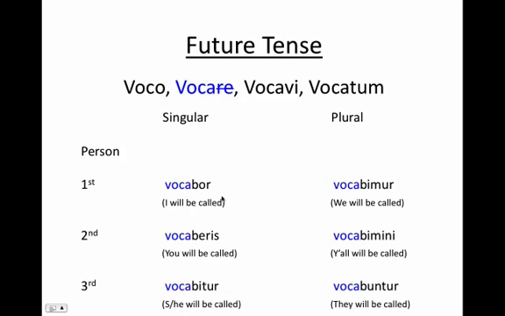And when we translate this, vocabor is I will be called, vocaberis, you will be called, vocabitur, he, she, or it will be called, vocabimur, we will be called, vocabimini, y'all will be called, and vocabuntur, they will be called. When you're translating this, remember that the will in all of these translations tells you that it's the future tense. You can also use shall if you wish. And the be in these translations tells you that it's the passive voice. Once again, when we have the passive voice, the action is being done to the subject.